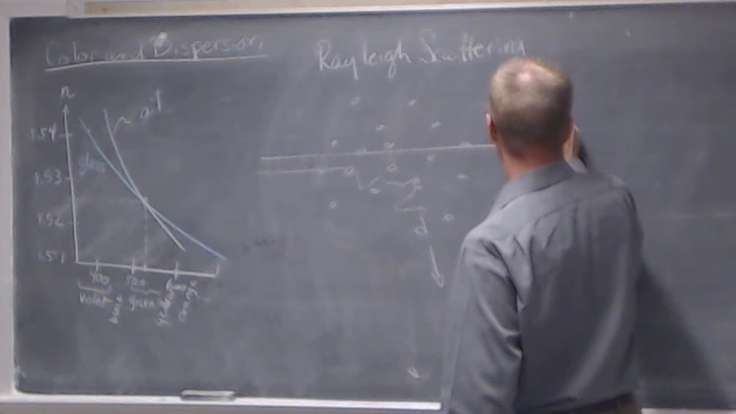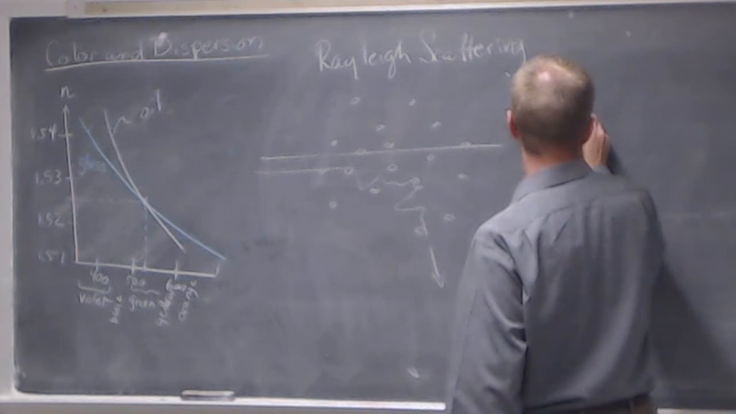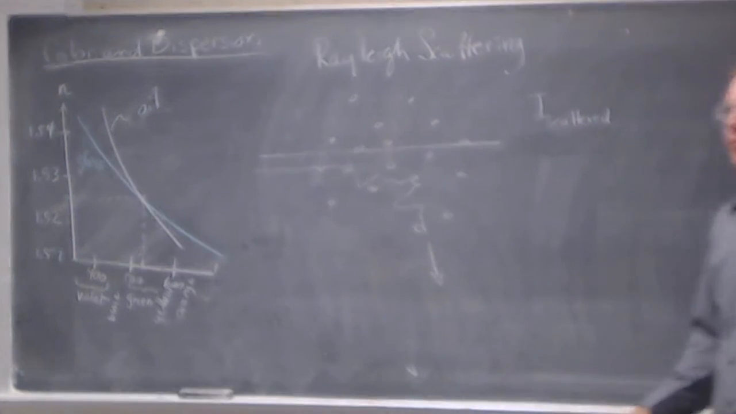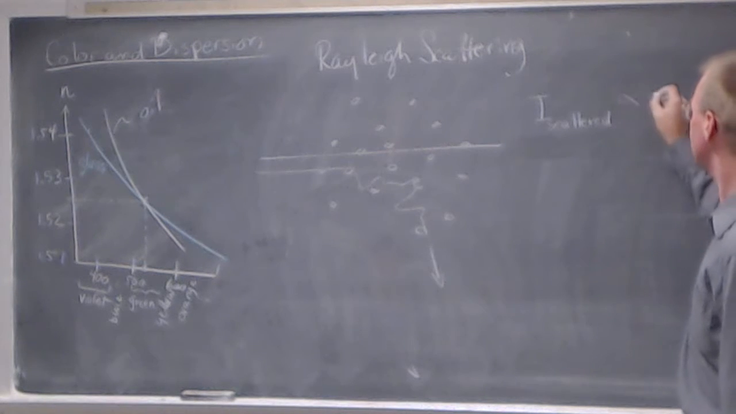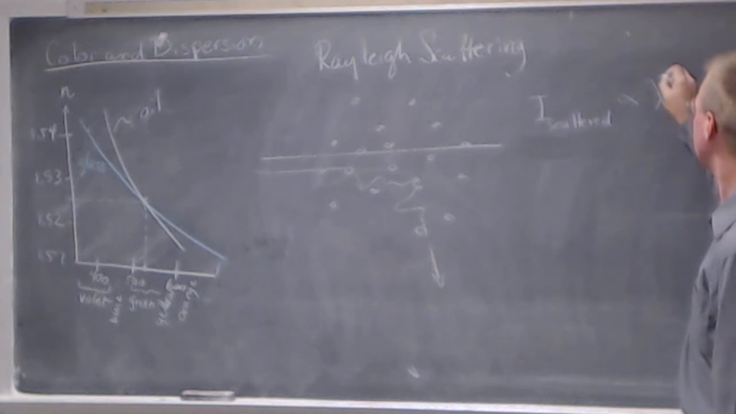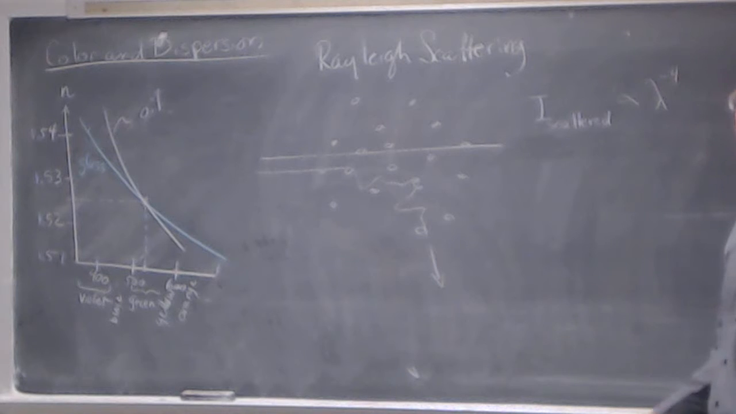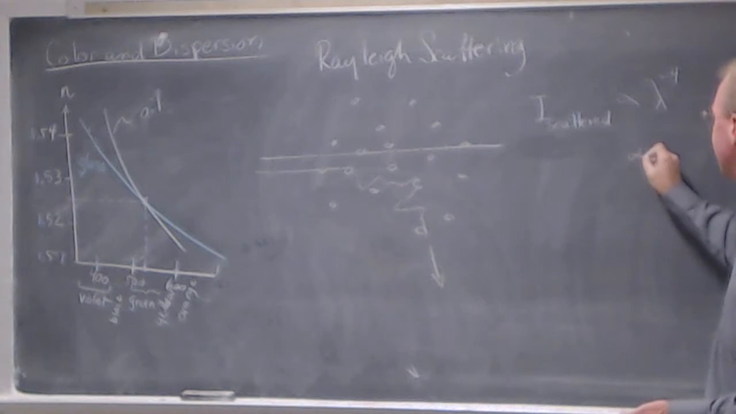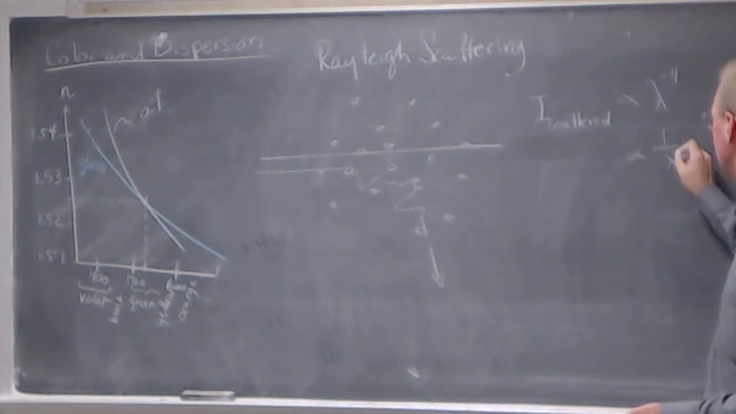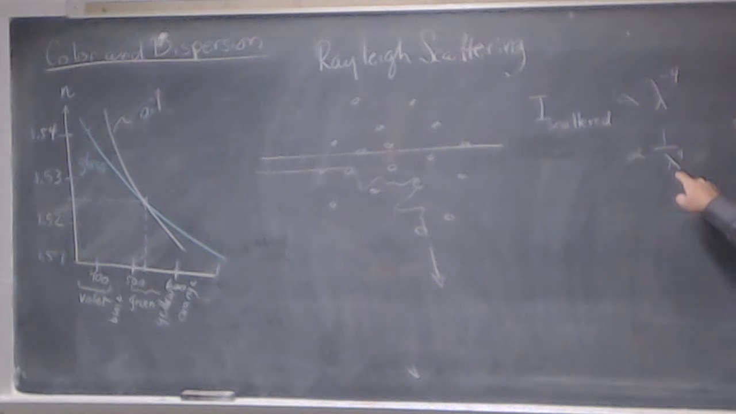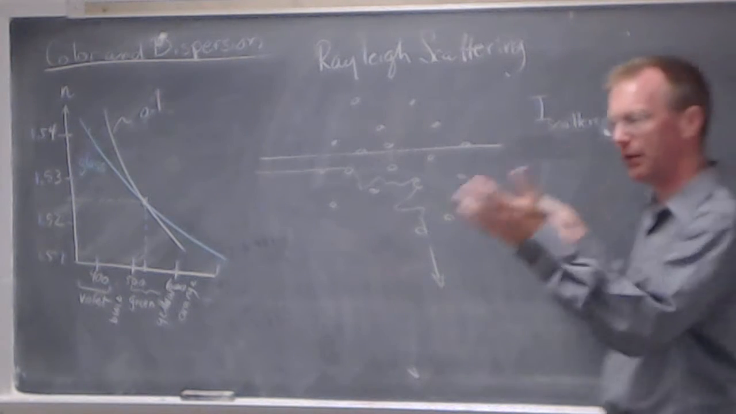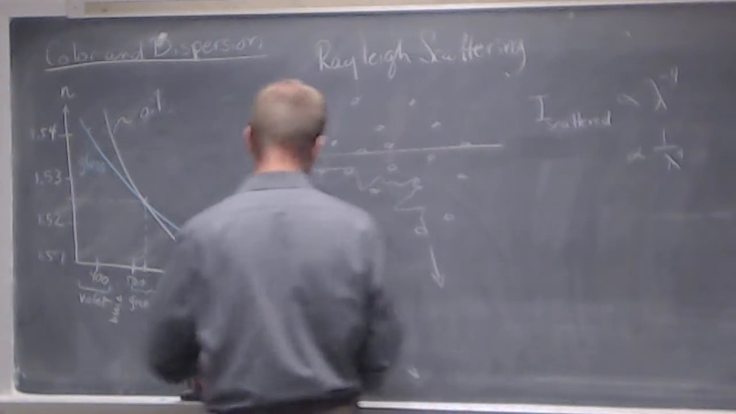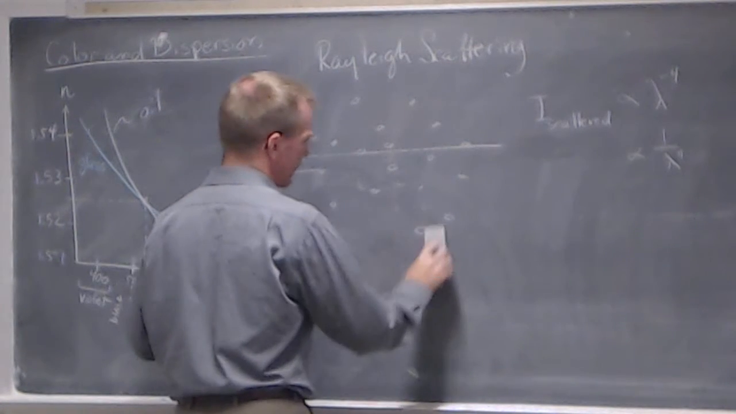So for Rayleigh scattering, the intensity of the scattered light is proportional to wavelength to the -4 power. So the shorter the wavelength, this means it's inversely proportional to wavelength to the 4th. So the shorter the wavelength, the greater the scattering is going to be, the more it's scattered away from its original direction.